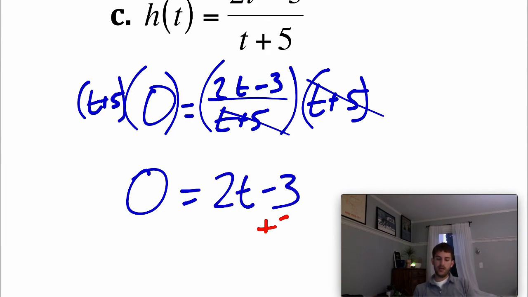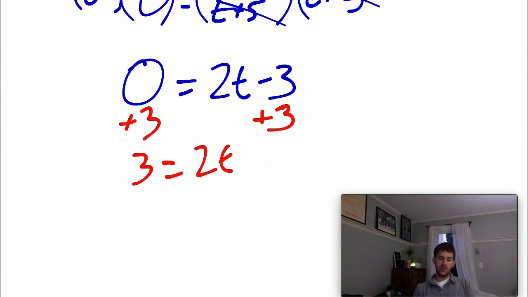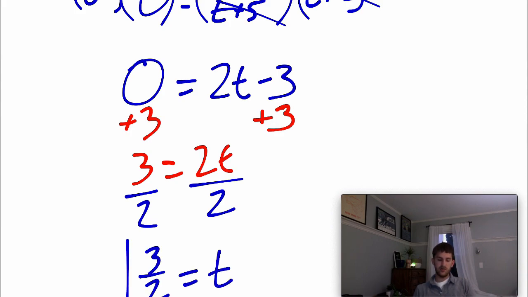Keep going. We'll add 3 to both sides. We end up with 3 equals 2t. And then solving for t, again, divide both sides by 2, and we end up with 3 over 2 equals t. That is the 0 on that graph.